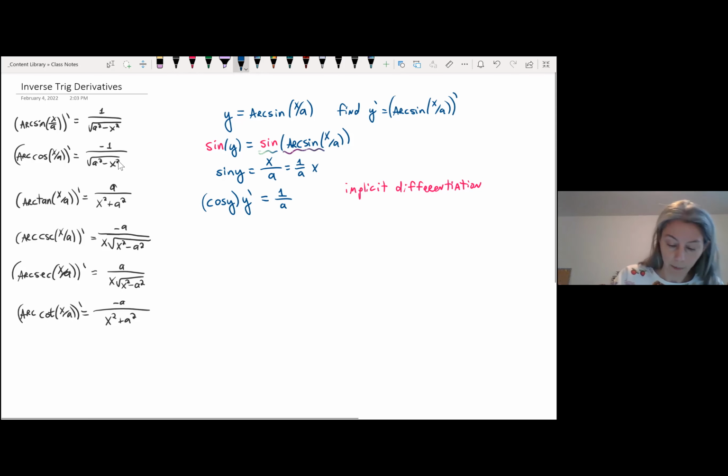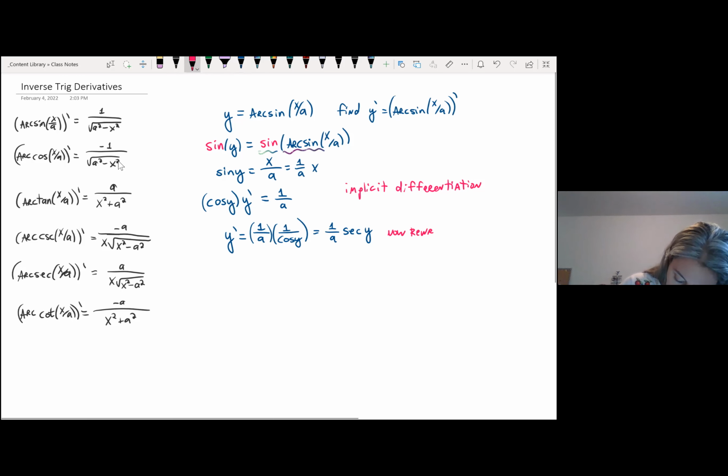Now we'll solve for y prime. We get that y prime is equal to 1 over a times 1 over cosine of y. We know that 1 over cosine is the same thing as secant, so this is 1 over a secant y. Well, now we have y prime. Awesome, except that we have y prime in terms of y. So now our goal is to rewrite this in terms of x.